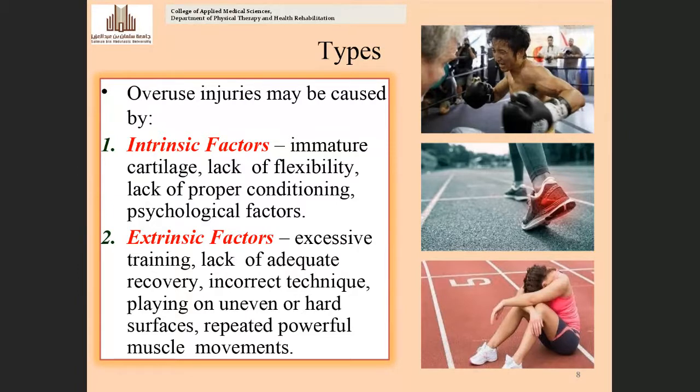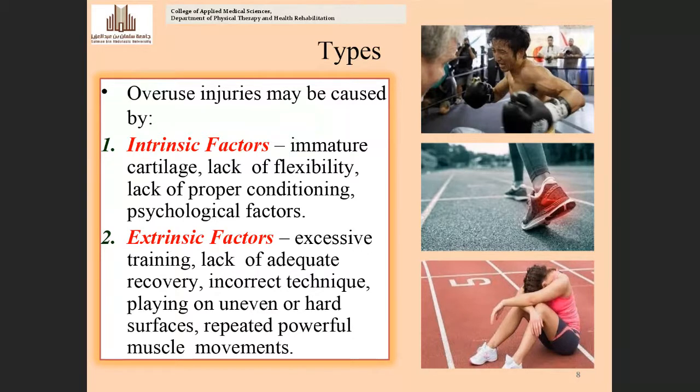So what are the extrinsic factors? Excessive training. If you are training too much, that also leads to overuse injuries. Or lack of adequate recovery. If you got an injury and before proper, adequate recovery you go back into the field or the game, again there are chances of injury to the structures.